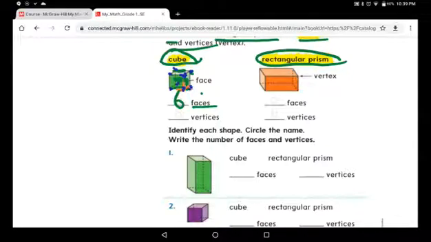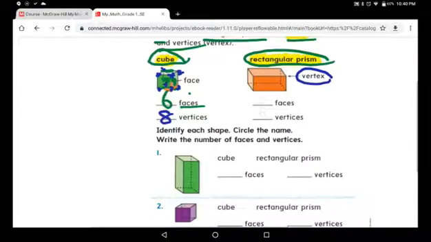1, 2, 3, 4, 5, 6, 7, and 8. So 8 vertices. Got it? See, where is the vertex here? 1 vertex and a lot of vertices. 8 vertices. This is about cubes.